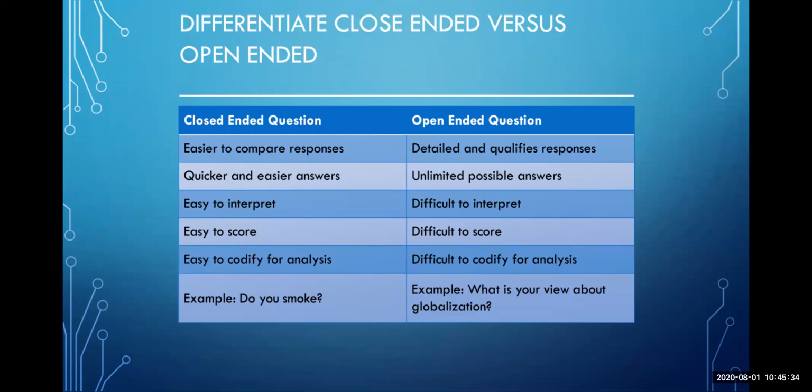Like, for example, in a close-ended question, if I ask do you like XYZ product, the answer is either yes or no. Whereas in an open-ended question, if I ask what is your view about globalization, every person would have a different perception and a different answer. So if I collect the data of 100 people, it would be very difficult for me to analyze, interpret and come to a conclusion from this descriptive type of answer. So in open-ended questions, it is difficult to interpret, difficult to codify for analysis, and difficult to score.